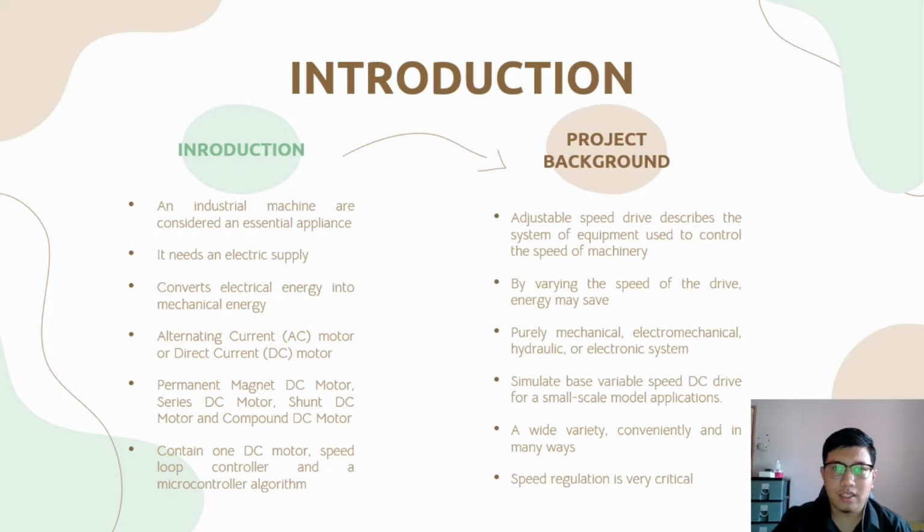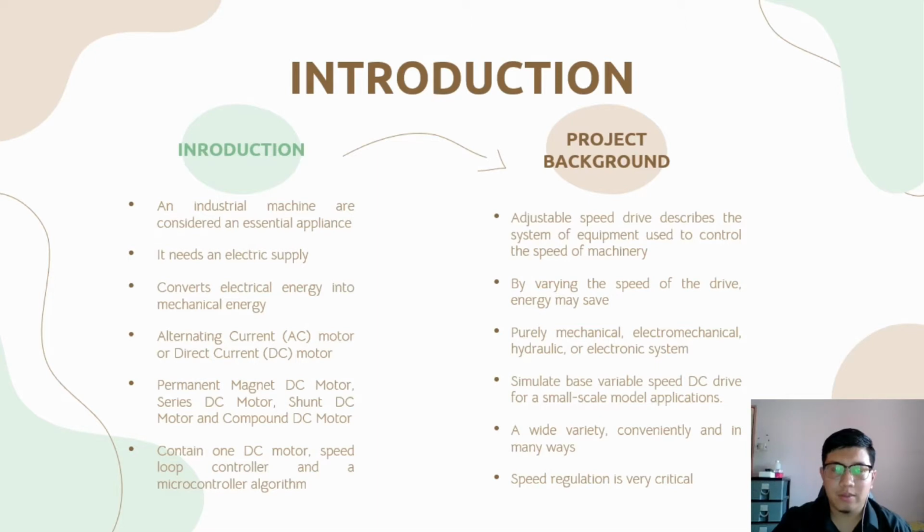The focus of the project is to learn how to control the speed of a DC motor drive for a small-scale application. There are four main types of DC motor, which are permanent magnet DC motor, series DC motor, shunt DC motor, and compound DC motor. The system will contain one DC motor, a speed controller, and a microcontroller algorithm. An analysis from the simulation will be obtained from the project.